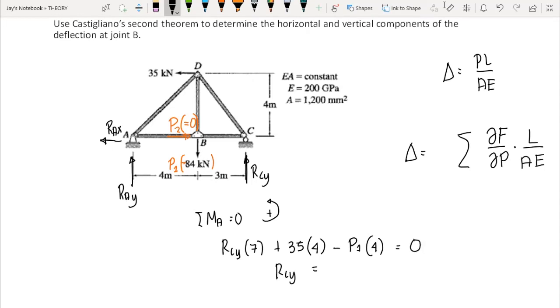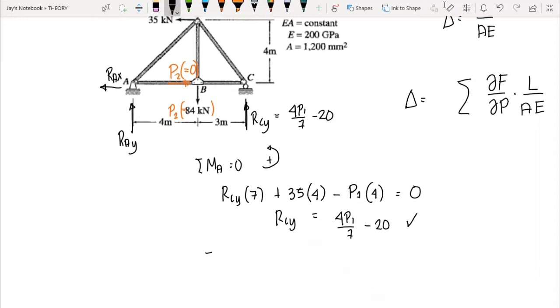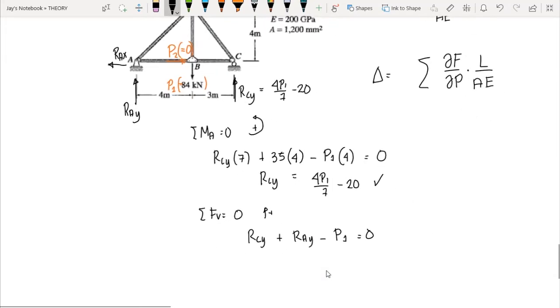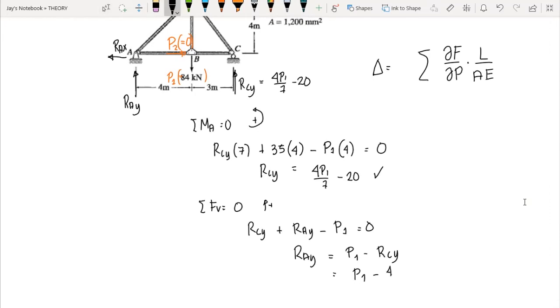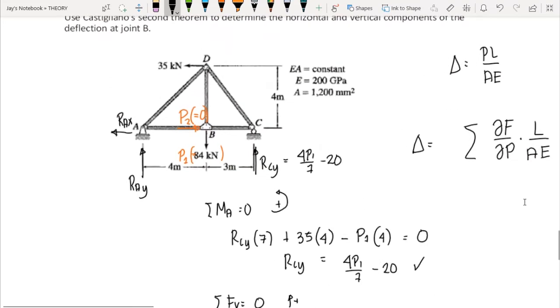So we have RCY here, which is equal to 4P1 over 7 minus 20. So this would be our reaction at C. Now for the vertical reaction at A, we have summation of vertical forces equal to 0, upward forces are positive. So we have RCY plus RAY minus P1 equals 0. This would give us RAY equal to P1 minus RCY, and P1 minus RCY here is equal to minus 4P1 over 7 plus 20. This would give us RAY equals 3 over 7 P1 plus 20.